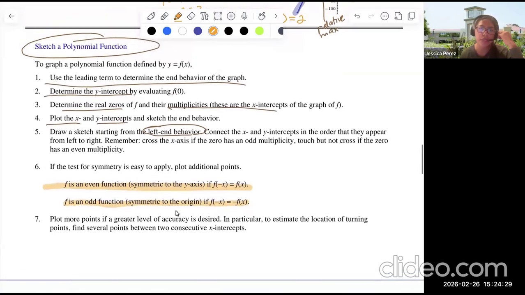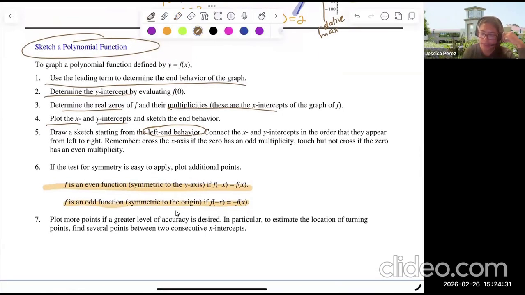So we are going to be using these 7 guidelines to be able to sketch a polynomial.